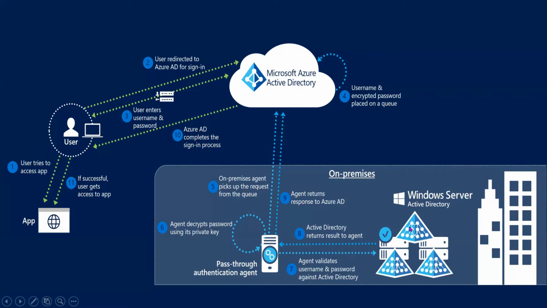And to channelize this mechanism, we need a pass-through agent which needs to be installed. So basically, this is the work of the pass-through authentication agent: to pick up the request from the queue, send it to the on-premises Active Directory and get it validated. Once validation is done, it returns it back to the Microsoft Azure Active Directory here.